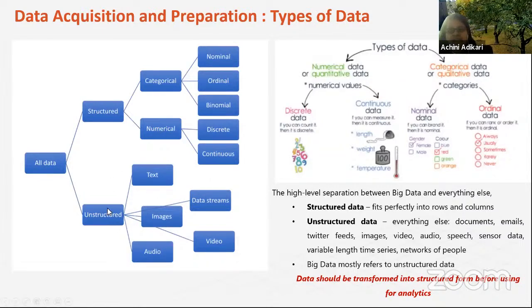And when you take unstructured data, there's text, images, audio, video, data streams. All these are unstructured. Before we do anything with the data, we need to process them using different techniques. Whatever the data is, it needs to be transformed into structured form before we use it.